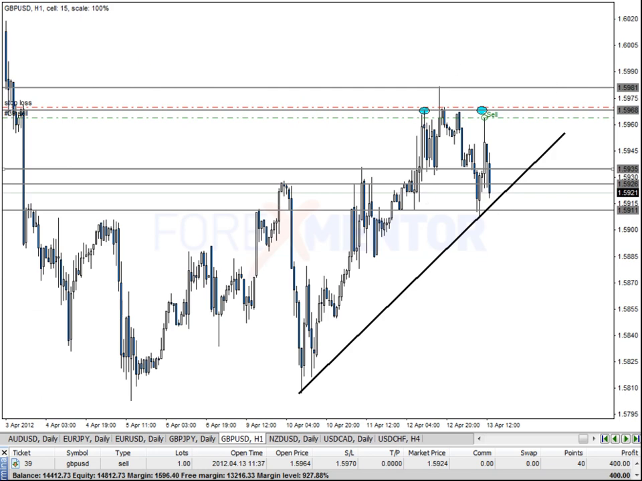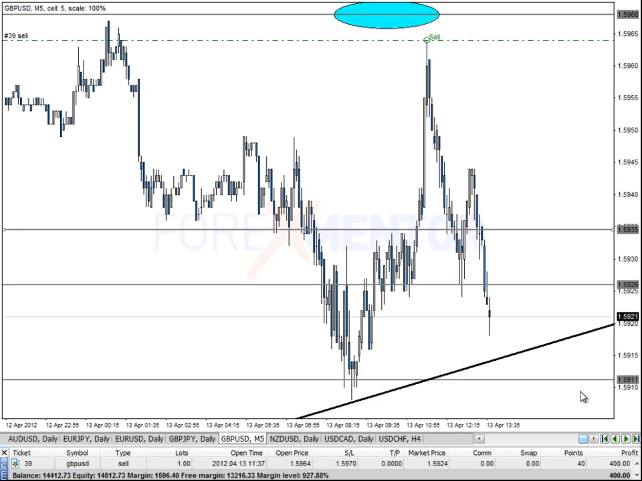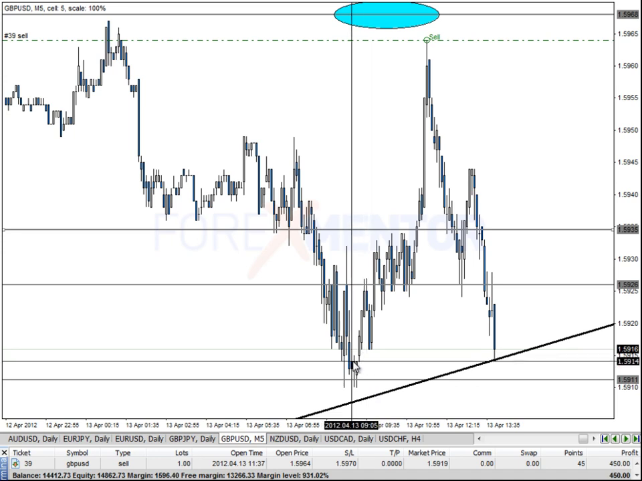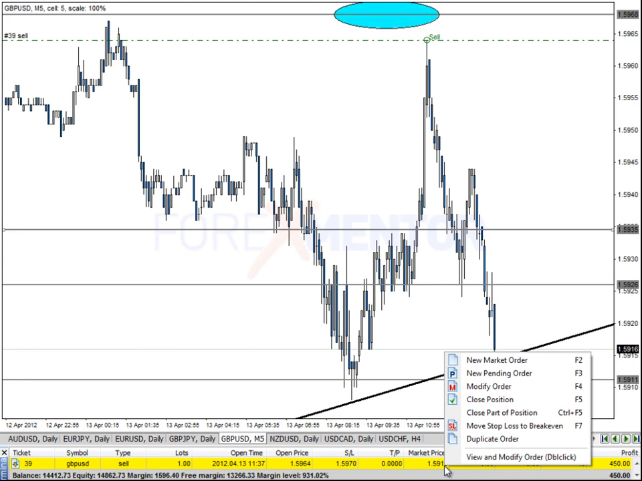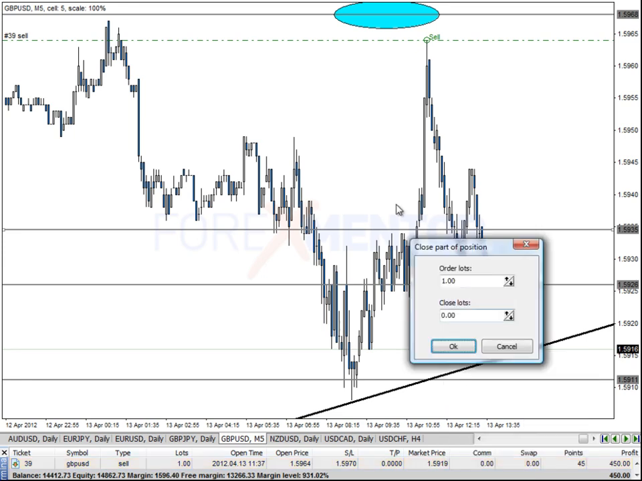See this trend line? I'm going to watch this closely. See how price comes back, tests resistance. Okay, so at this trend line here, and this key base, you see this little block here, I definitely want to liquidate some of the position. So I'm going to close part of the position.